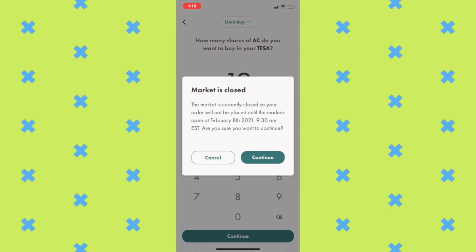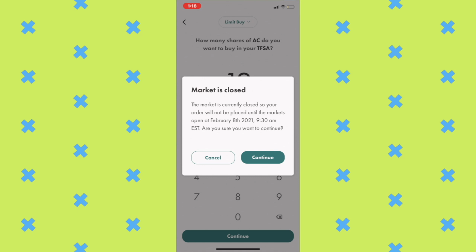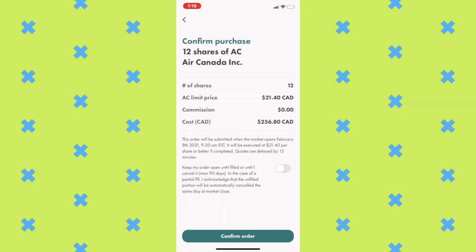Normally you wouldn't see this page, you would see the order summary page. But since the market is closed, it'll place the order on the next opening day, which is February 8th, the Monday at 9:30. It's asking me if I want to continue. I'm going to click continue. Now this is the order review page.